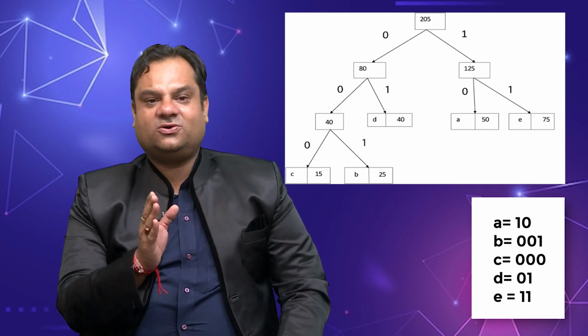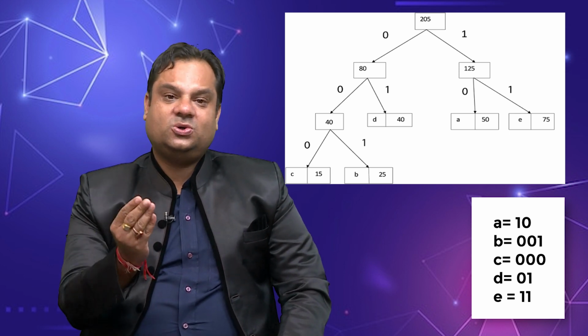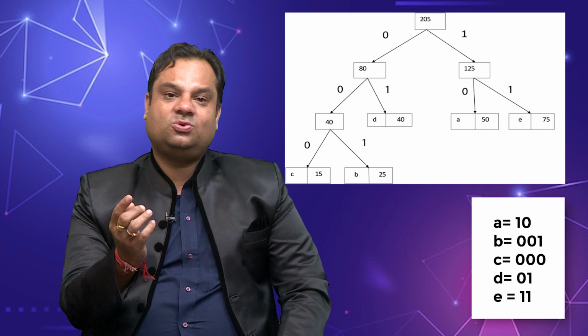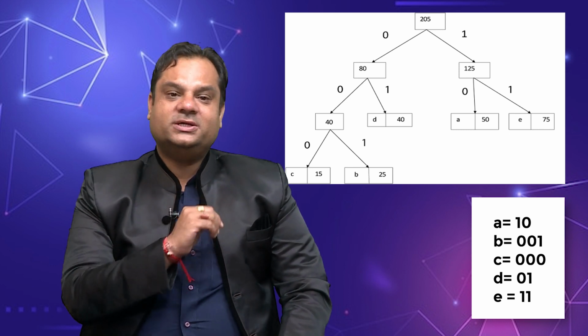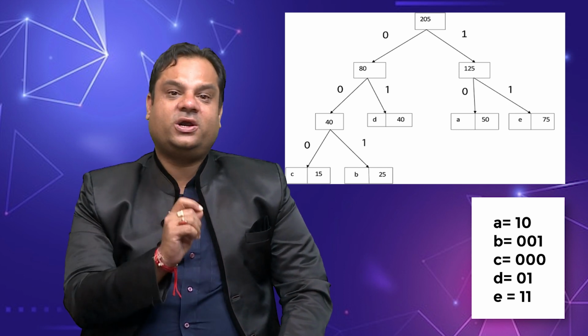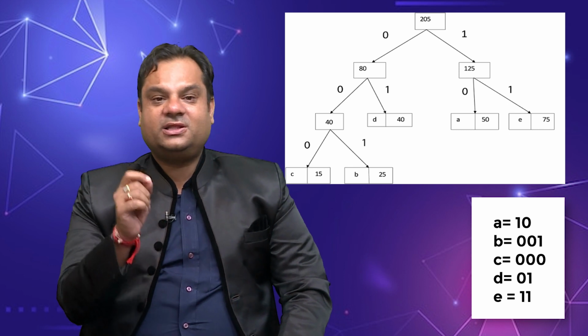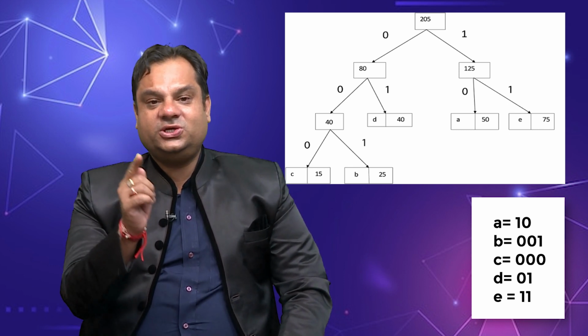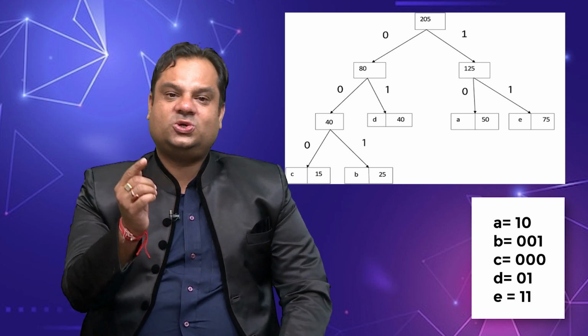Same as when talking about C, you require 3 bits, and these 3 bits are 0, 0 and 0. First 0 from the root node 205 to 80, 80 to 40, and 40 to C. You require 3 bits, and all 3 bits are zeros. Same for B, you require 0, 0 and 1. For D, you require 0, 0 and 1 as well.